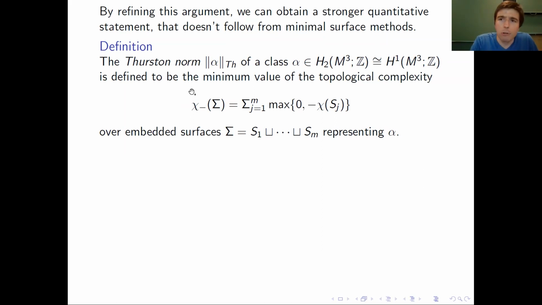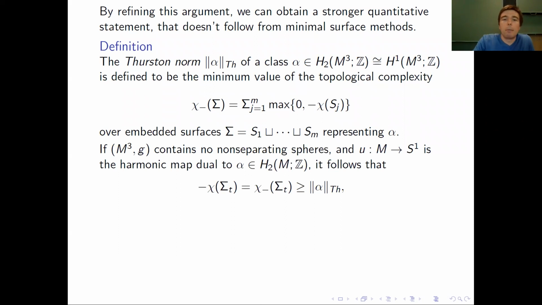It turns out that the right notion, if you want something that behaves like a norm, is for any representative sigma with, say, connected components S1 through Sm, if it's a sphere, you throw it out. And if it has positive genus, then you add up the absolute value of its Euler characteristic. So it's the absolute value of the total Euler characteristic of this representative when you've just thrown out the sphere components. And the Thurston norm is to take the minimum over all representatives of this quantity.